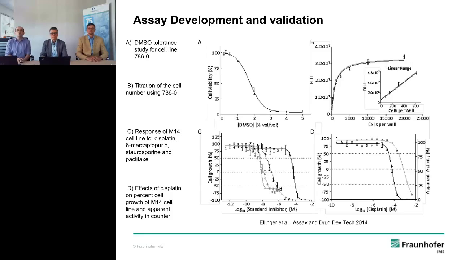Then you want to be able to look at the linearity of the response with respect to the number of cells, and you can see that it's extremely linear. And then the third point that you would get involved with in any assay validation is to look at the response of standard compounds. Here is an M14 melanoma cell line that we're using, and you can see that we get reasonable dose responses, and they're comparable for cisplatin, 6-mercaptopurine, staurosporine, and paclitaxel standard compounds. They're comparable with what you can see in the literature.